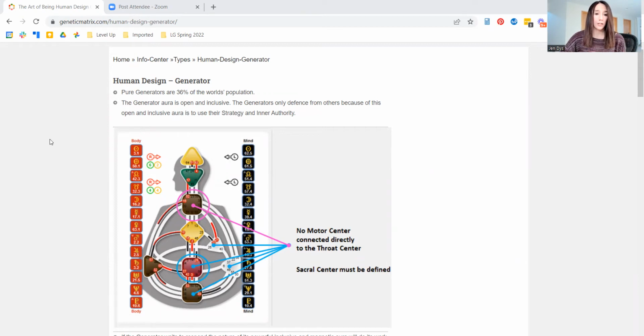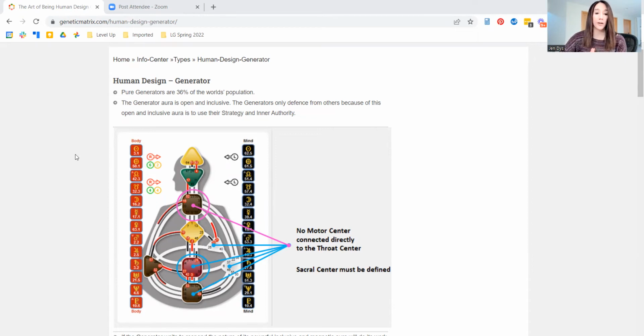Some people combine generators and manifesting generators into one category. That's where you'll hear the percentages that generators make up 60 to 67% of the world's population. But with that percentage, they're combining generators with manifesting generators. If you give them their own separate categories, you'll notice that generators make up 36% of the world's population. So this truly breaks down how prevalent each type is.